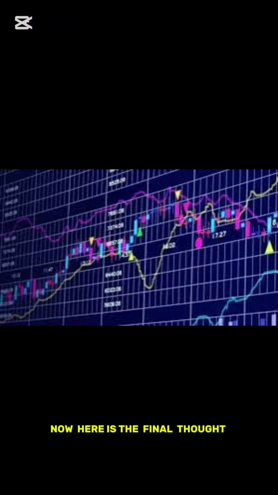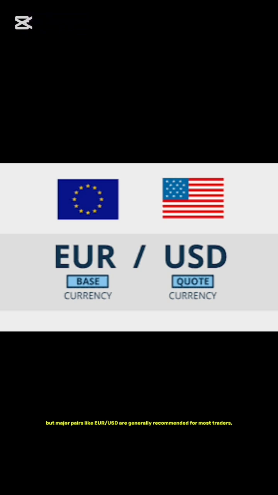Now here is the final thought. There is no universally best currency pair, but major pairs like Euro to US dollar are generally recommended for most traders, especially beginners. They are liquid, predictable, and well covered by news and analysis. As your experience grows, you can explore minors and exotics depending on your strategy and risk tolerance.